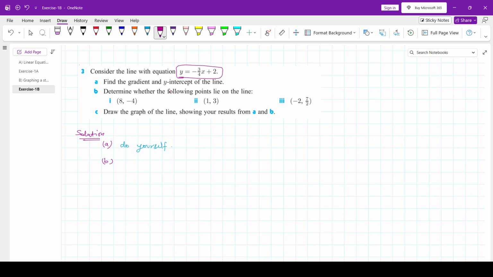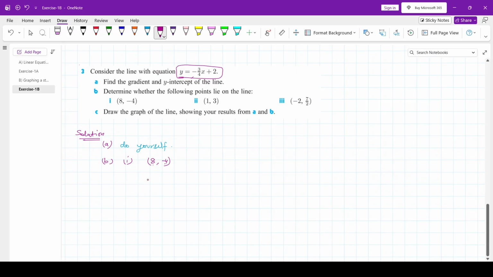For part B, determine whether the following points lie on the line. So first point is 8, minus 4. So what we have to do here is, this is the value of x, this is the value of y. If we put the value of x and y in this equation, and the left hand side is equal to the right hand side of the equation, then we can say that this point lies on this line. So let's solve.